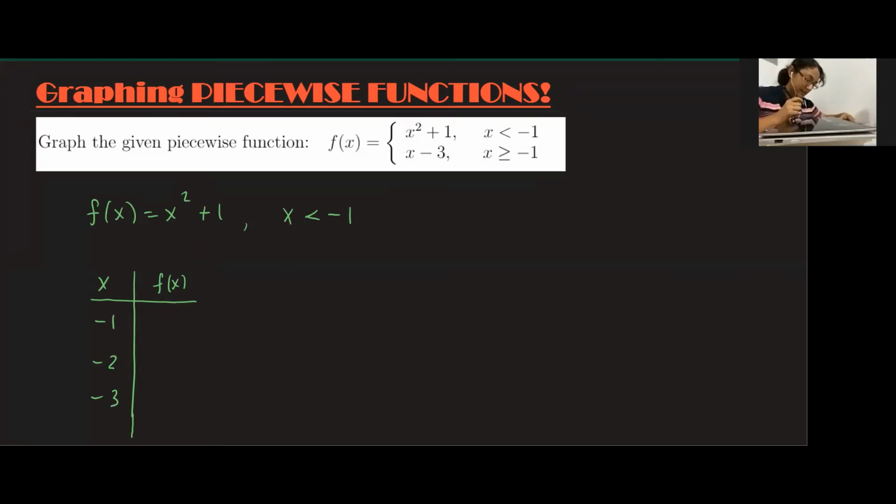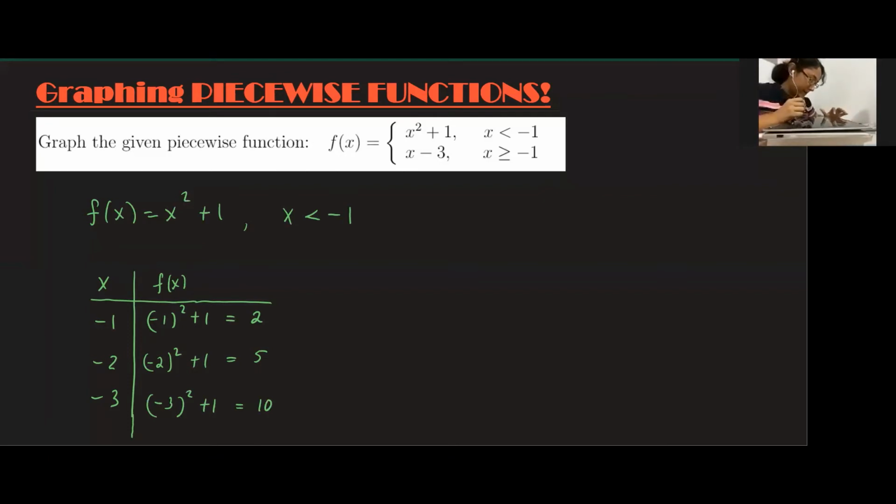Plug them into the function, so we have -1 squared plus 1, that's 2, and then we have -2 squared plus 1, that will be 4 plus 1, that's 5, and -3 squared plus 1, that will be 10. So let's plot them.